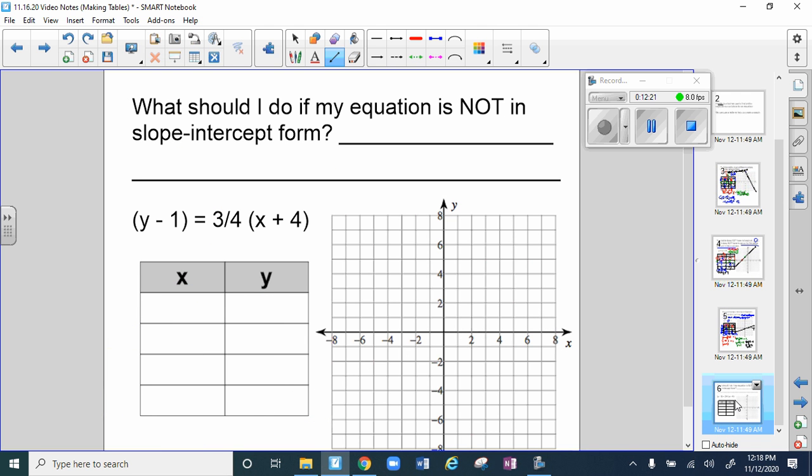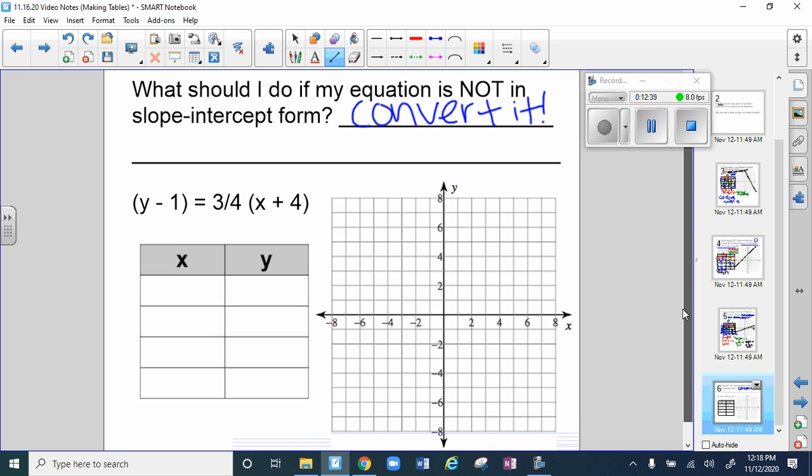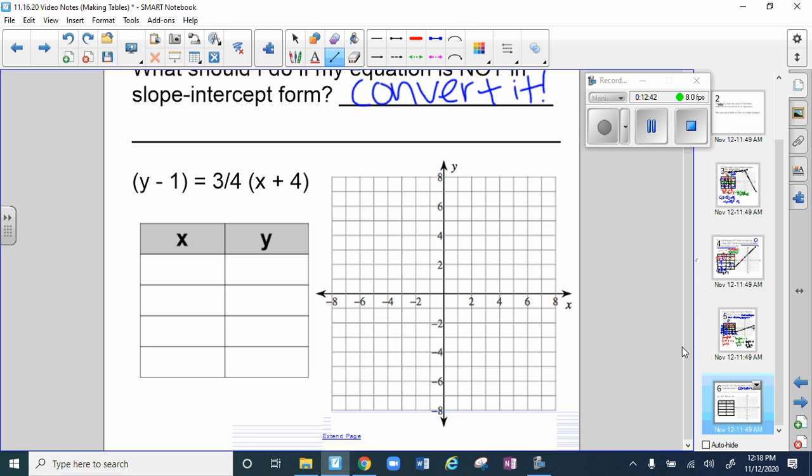All right, and then what do you do if your equation is not in slope-intercept form? You should convert it. Then from there, you can make your table and your graph and find solutions. So first we will need to convert this point slope form equation into slope intercept form. So go ahead and pause the video and see if you can convert it on your own, and then you can check your work when you unpause the video. So pause the video now and try that.